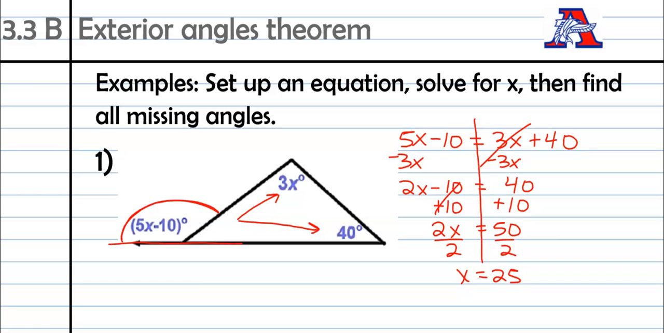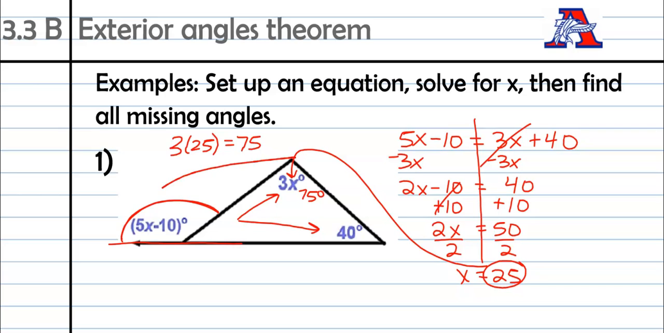Okay, now a couple things that we need to do with that. Number one, we need to take that x and substitute it in right here. So we're doing 3 times 25. If you have 3 quarters, you have 75 cents. So that angle is going to end up being 75 degrees. Then we need to take that same x and substitute it in over here. So this time we're doing 5 times 25 minus 10. Well, if you have 5 quarters, you have $1.25. And if you subtract 10, you're left with $1.15 or 115 degrees. So this angle is 115 degrees.